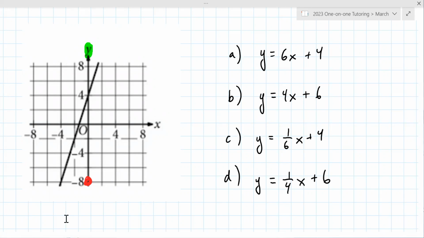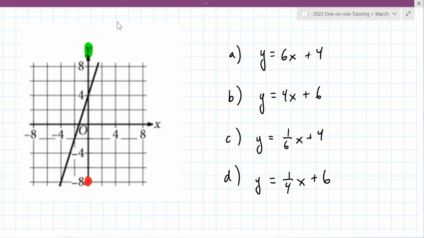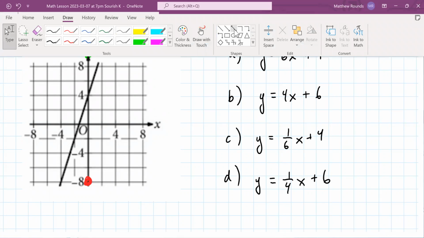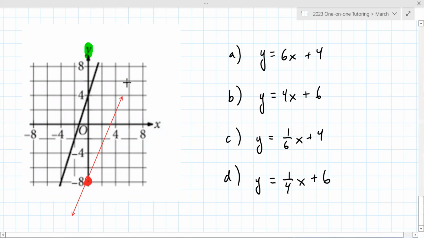Are we seeing the same graph? Let me graph a line that would actually have that as a y-intercept. I'm seeing a line. Do you see that the red line goes through -8? Yeah. Okay, but we're not interested in the red line. We're interested in the black line. Where does it go through the y-axis?